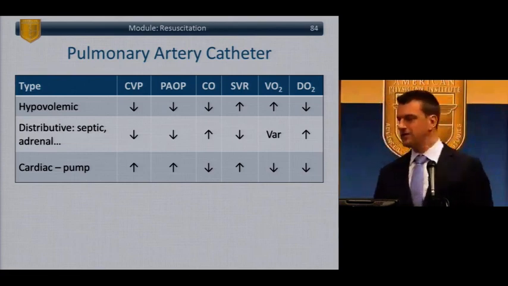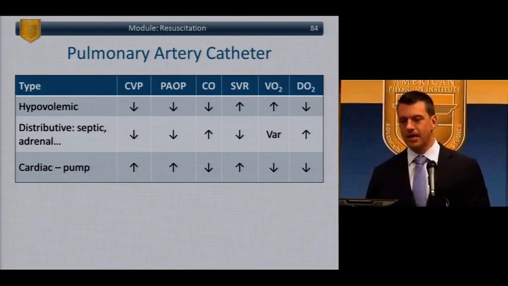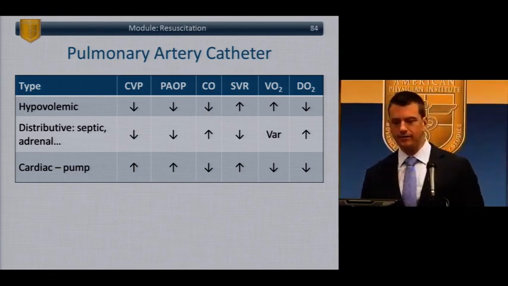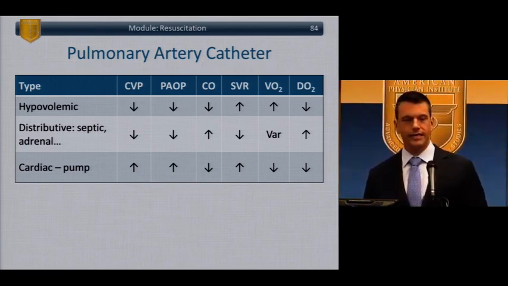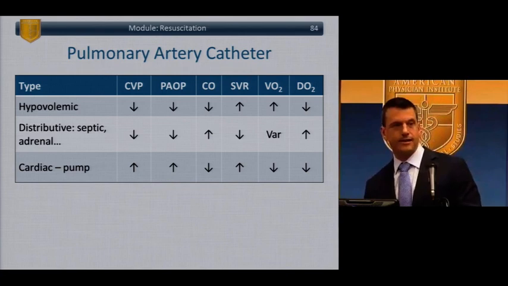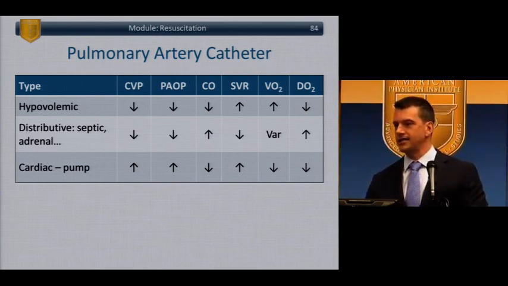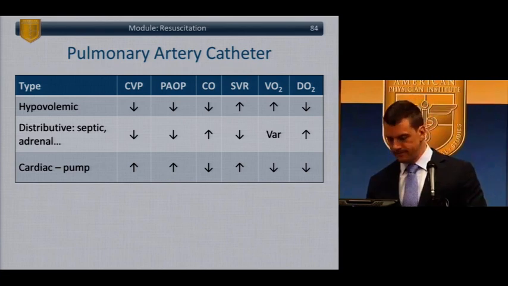So just a couple things. This is a kind of a busy chart on pulmonary artery catheter numbers. Just remember where the differences are. So CVP is going to be elevated in cardiac, and as is the wedge pressure. In almost all of these, except for septic shock, cardiac output is down. And then SVR in that distributive state will be decreased again in septic shock. And again, in sepsis, you are actually hyper-oxygenating the tissues. It's just not being utilized.